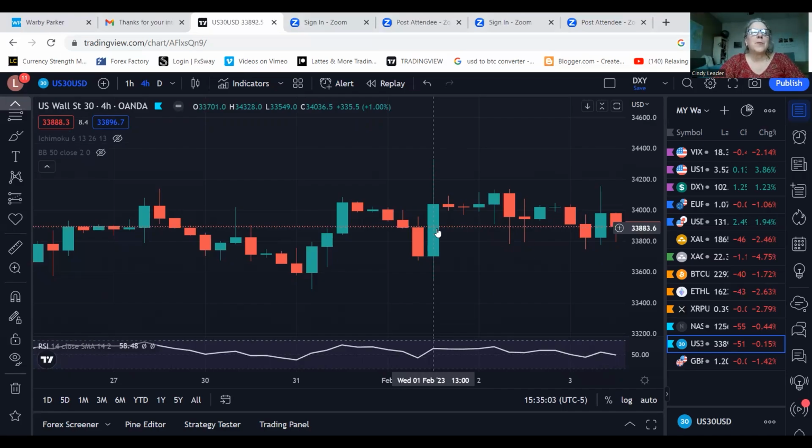But where did it wick? I see it already. Look at the low. It went to a quarter theory, essentially 550, 549. I'm going to call it 550.